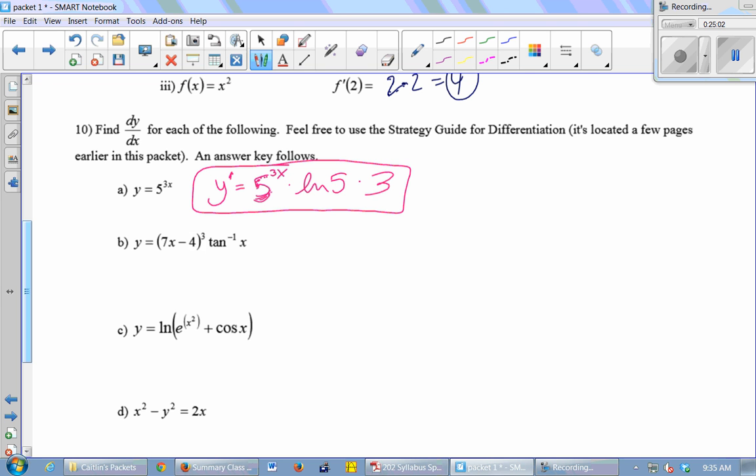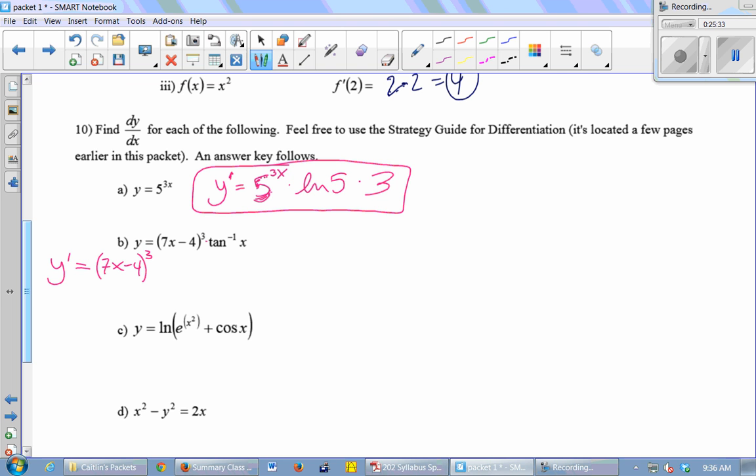All right, so for part B here, what's the overarching rule? The first thing that we have to work on. It's a product, yeah. 7x minus 4 cubed times arctan x. So I'm going to use the product rule here. So y prime, remember, is first times the derivative of the second plus the second times the derivative of the first. So first is 7x minus 4 cubed.